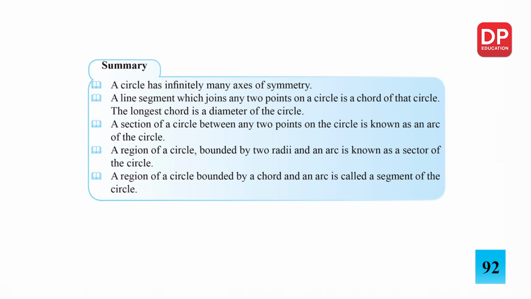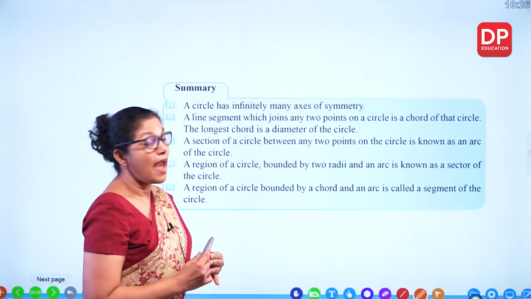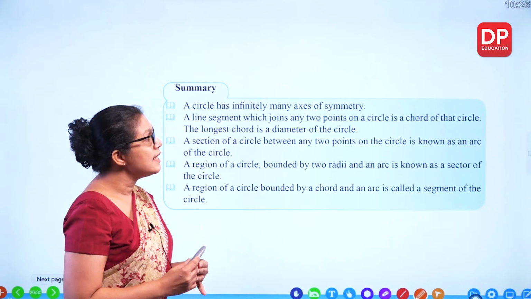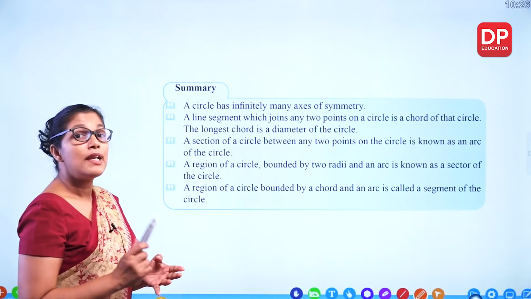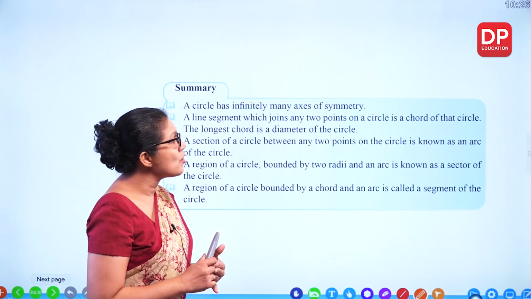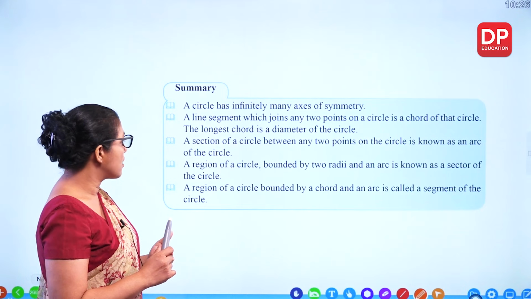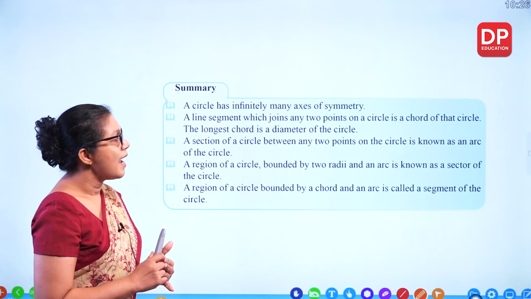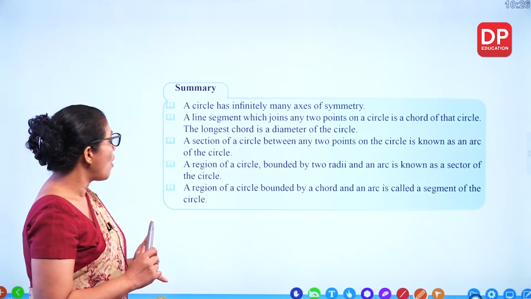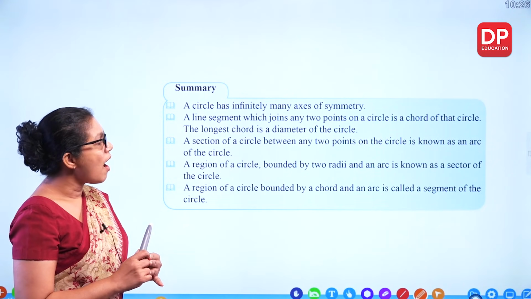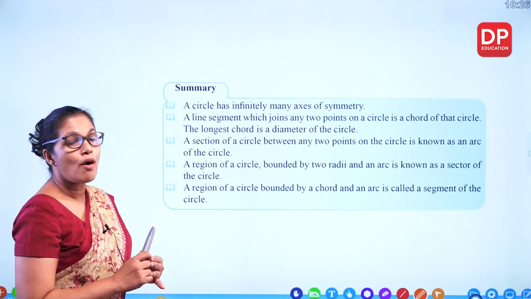So we completed all theory related to circles. A circle has infinitely many axes of symmetry. A line segment which joins any 2 points on a circle is a chord of the circle. The longest chord is the diameter. The section of a circle between any 2 points on the circle is known as an arc. A region of a circle bounded by 2 radii and an arc is known as the sector of the circle, and the region of the circle bounded by a chord and arc is called the segment of the circle.